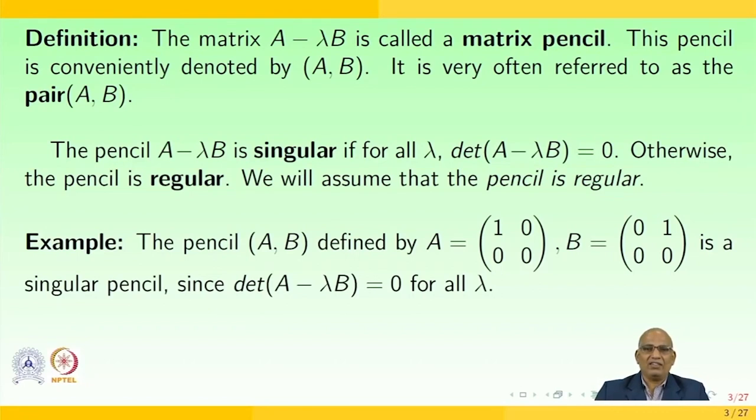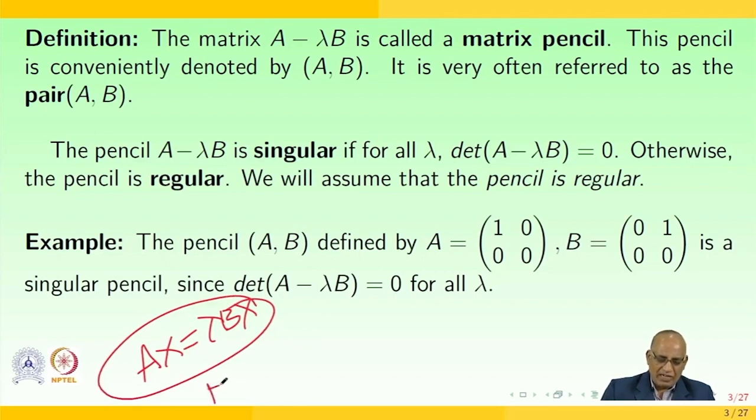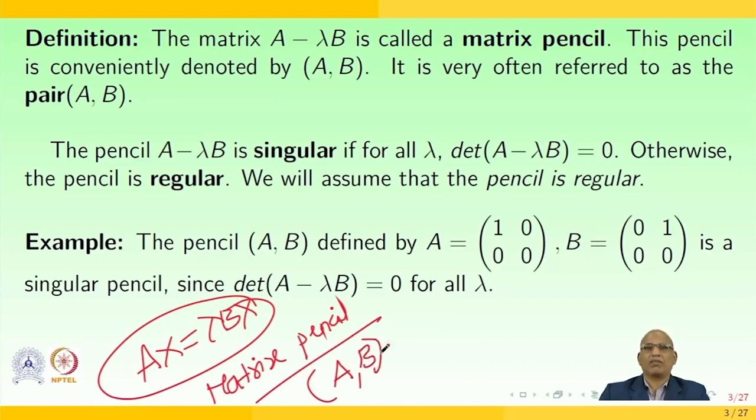Now let us define the matrix A minus lambda B, which is called a matrix pencil. This pencil is conveniently denoted by A, B. So when you have a system Ax is equal to lambda Bx, we call it a matrix pencil, and we denote it as A, B. It is very often referred to as the pair A, B.